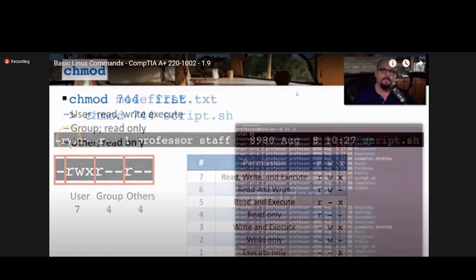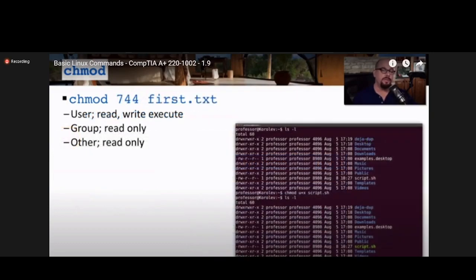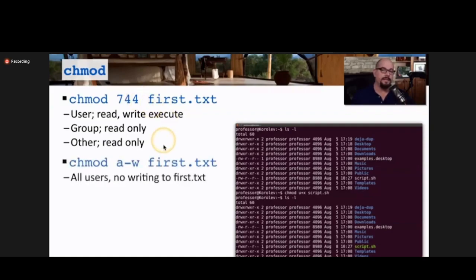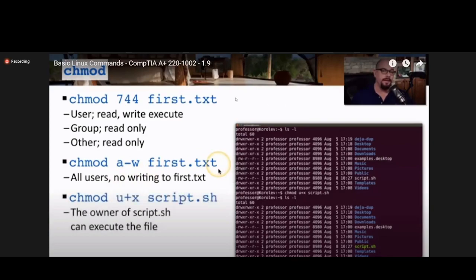There are also a number of shortcuts that you could use with the chmod command. We used chmod with the number 734 to specify that the user had read, write, and execute. That was our 7. The group had read only. That was the middle 4. And everyone else also had read only. That was the last 4. But you could also abbreviate some of this access by using some of the letters. For example, chmod a-w means that we are going to associate a permission for all users, and the -w means no writing to the particular file that we've specified. So these are also shortcuts you can use.